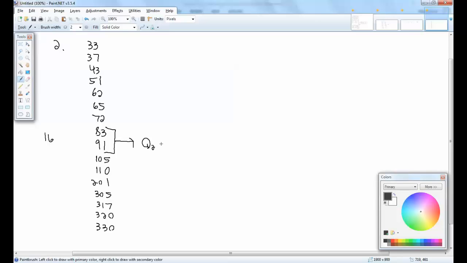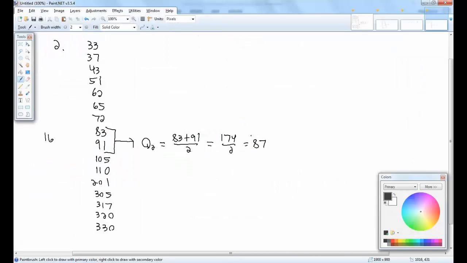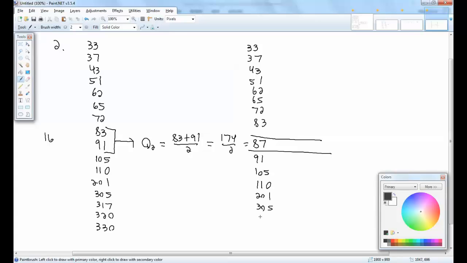So the median, or Q2, is going to be the average of those. So we have 83 plus 91 over 2, which is 174 over 2, which is 87. Okay, then it says divide the data set in half: observations below M and observations above. So here's where it's separating the data. The numbers smaller than it would be 33, 37, 43, 51, 62, 65, 72, and 83. The ones greater than it would be 91, 105, 110, 201, 305, 317, 320, and 330.